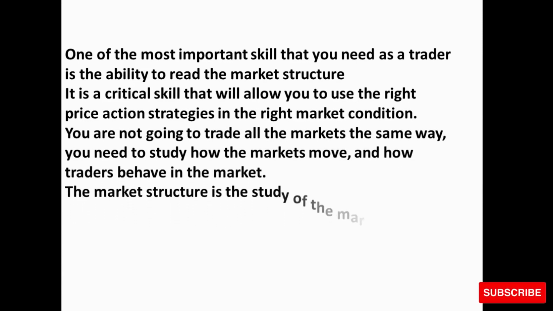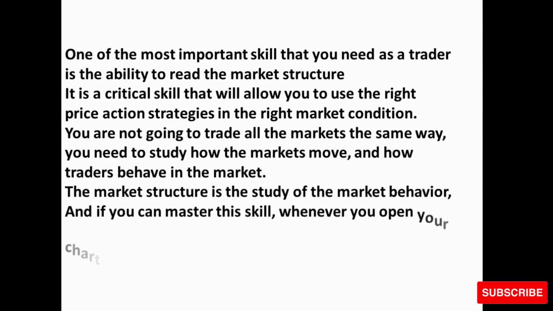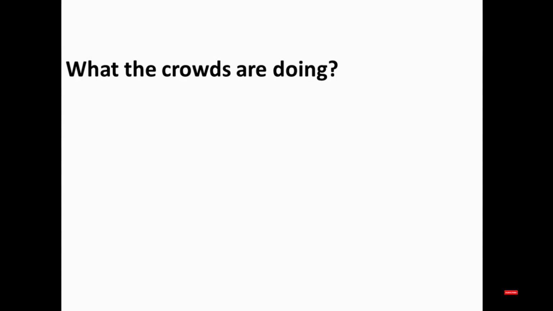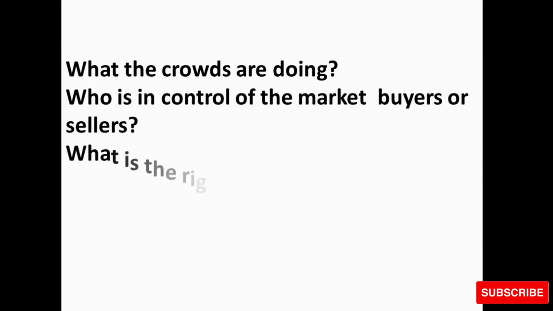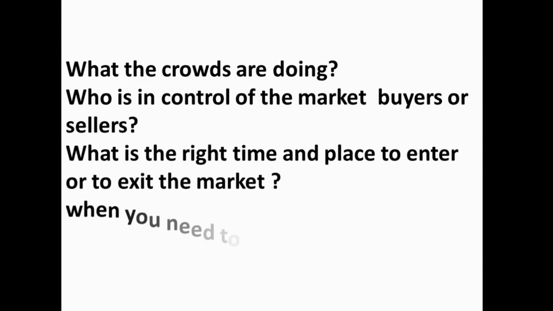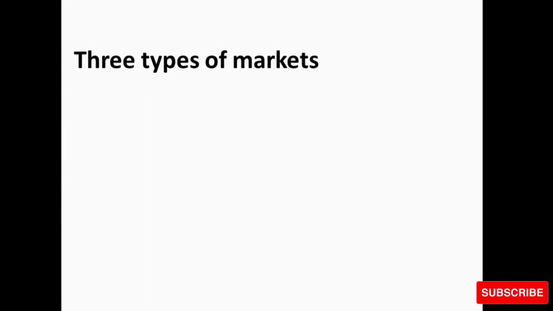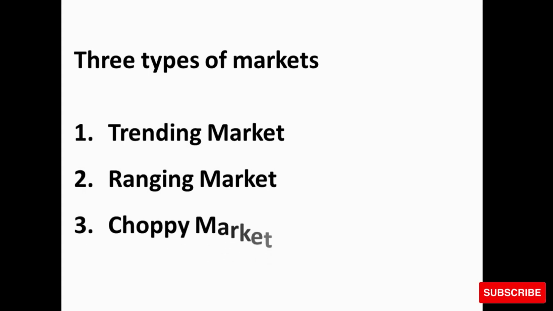The market structure is the study of the market behavior, and if you can master this skill, whenever you open your chart, you will be able to answer these important questions. What are the crowds doing? Who is in control of the market, buyers or sellers? What is the right time and place to enter or to exit the market, and when do you need to stay away? Through your price action analysis, you will experience 3 types of markets: trending markets, ranging markets, and choppy markets.